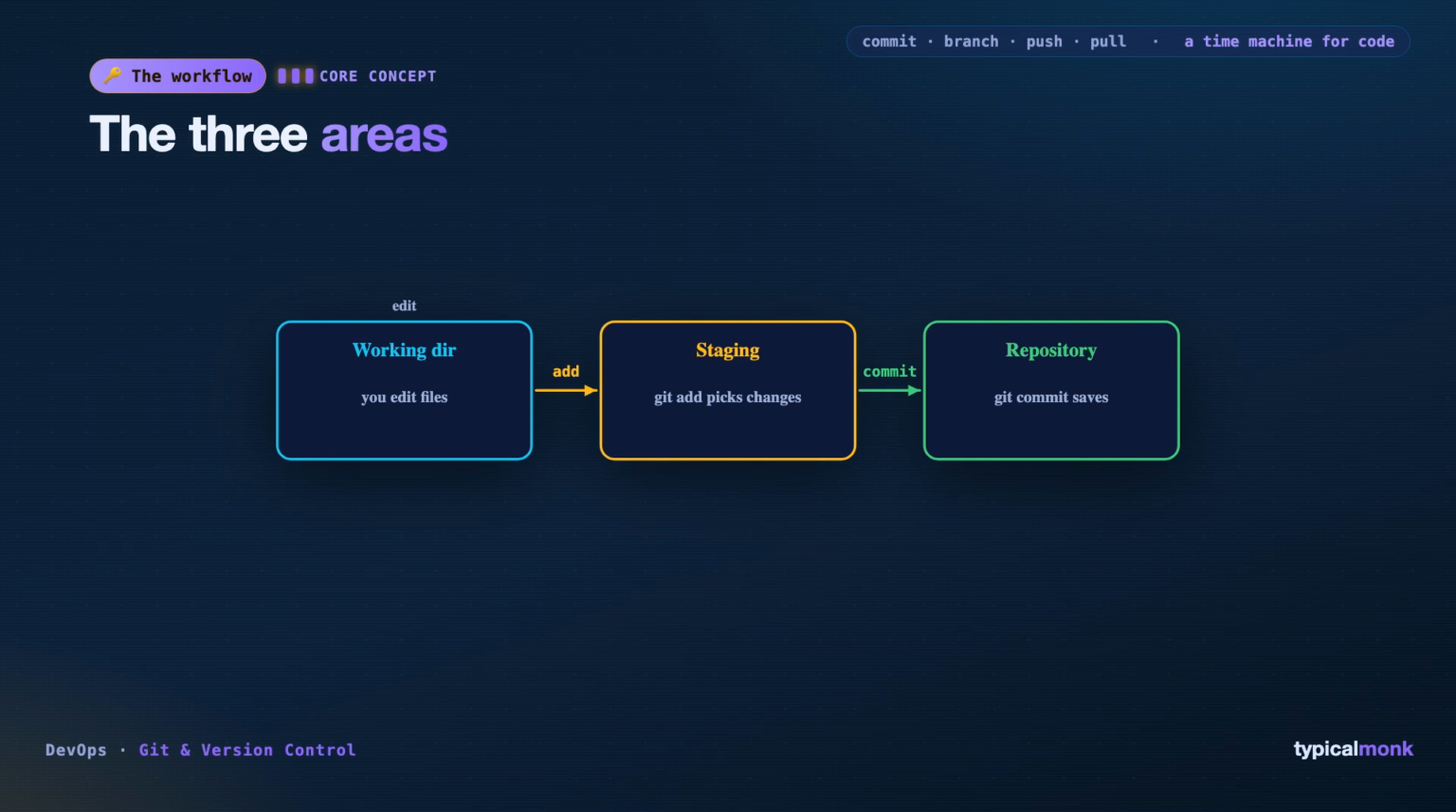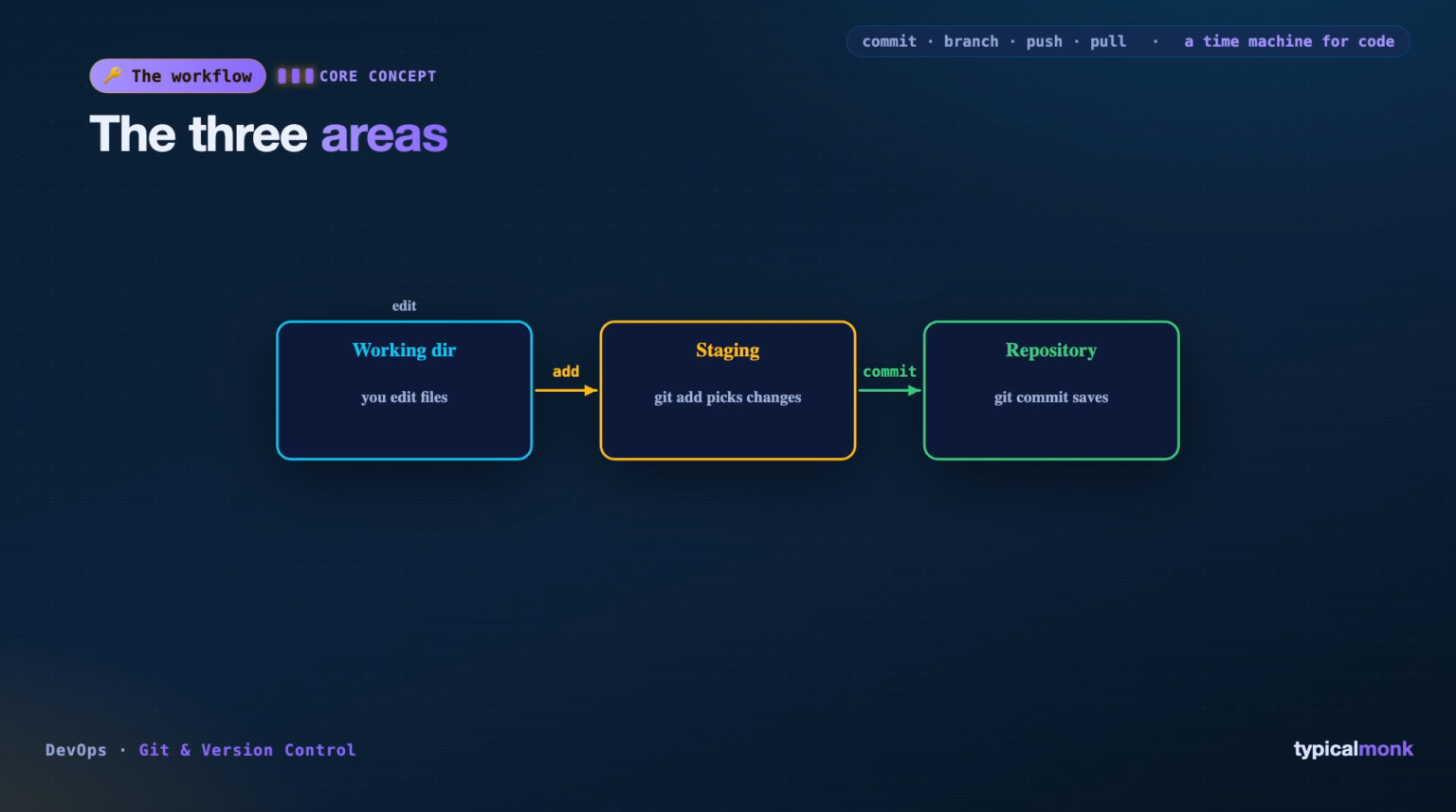The third area is the repository itself, the permanent committed history. When you run git commit, everything currently in the staging area is saved as a new snapshot in the repository's history permanently. So the flow is a clear 3-step pipeline. You edit in the working directory, you git add the changes you want into the staging area, and you git commit to save them into the repository forever. Working directory, staging area, repository. Edit, add, commit.